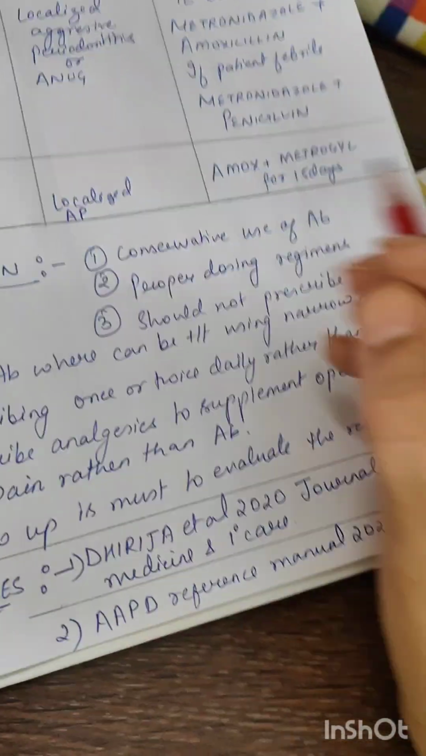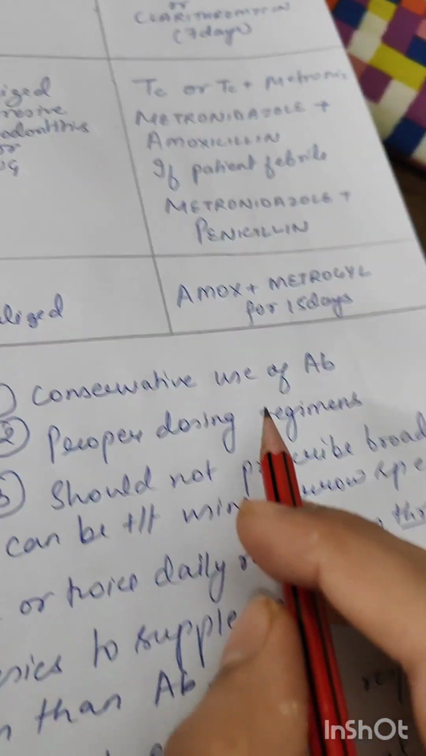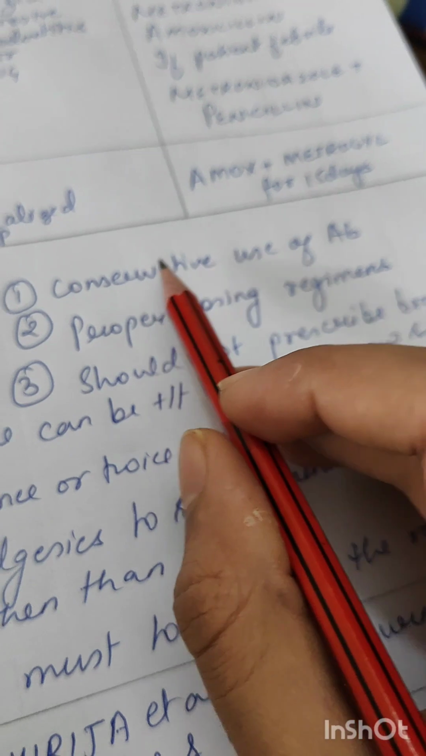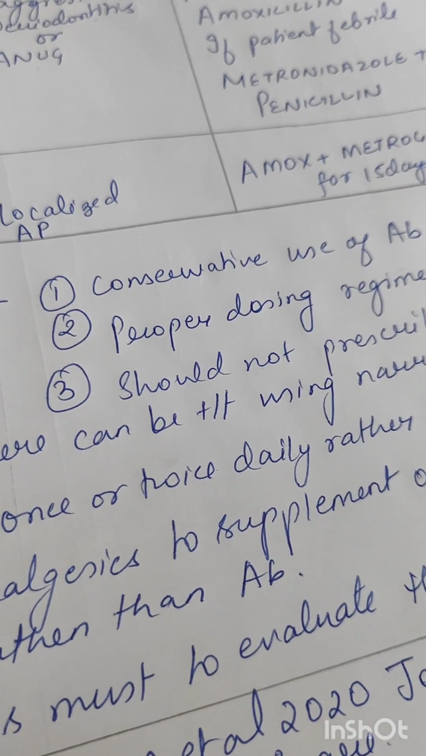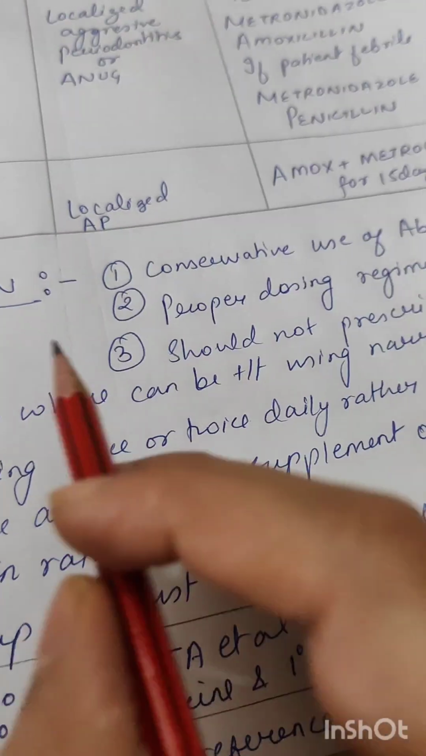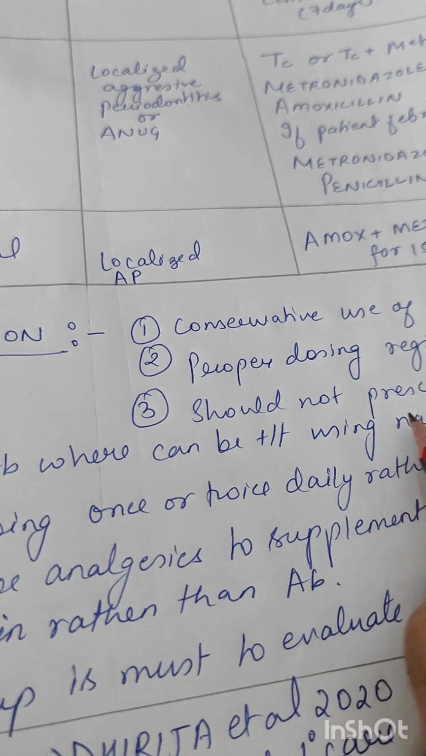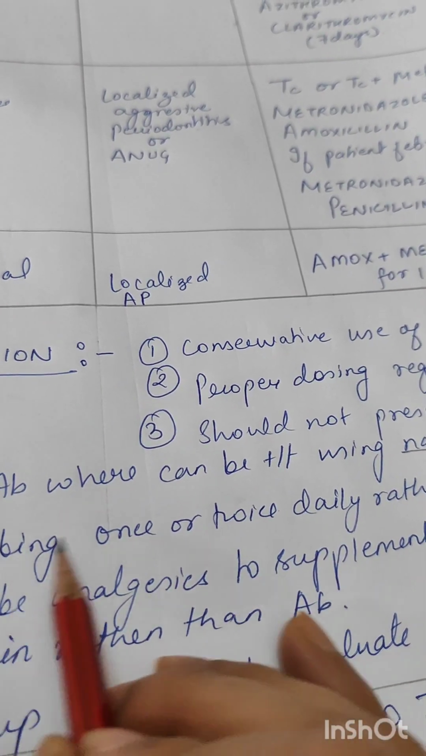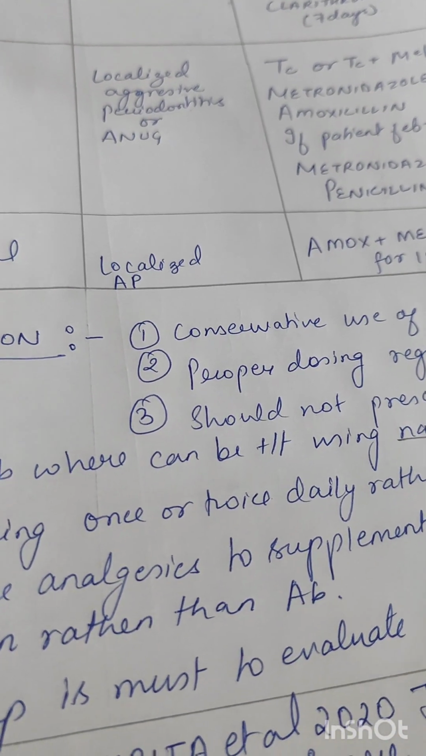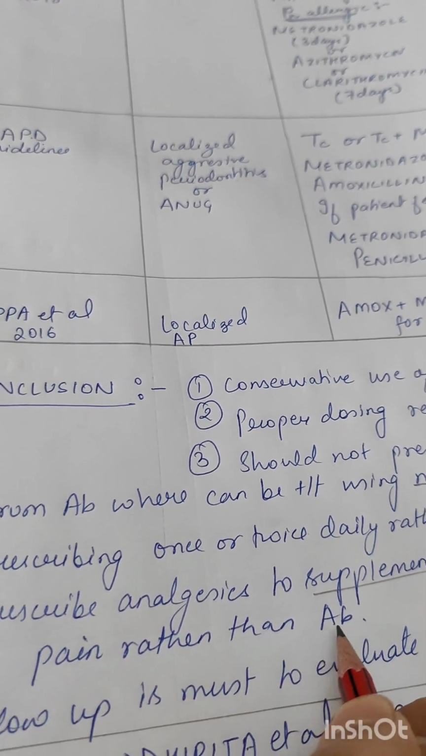So to conclude, a conservative use of antibiotics should be practiced. Proper dosing regimens should be followed, and conservative use means that only where it is indicated should we give them, or else it might cause antibiotic resistance. We should not prescribe broad spectrum antibiotics where treatment can be done using narrow spectrum antibiotics. Prescribe once or twice daily rather than thrice daily antibiotics. Prescribe analgesics to supplement operative treatment for pain rather than antibiotics.